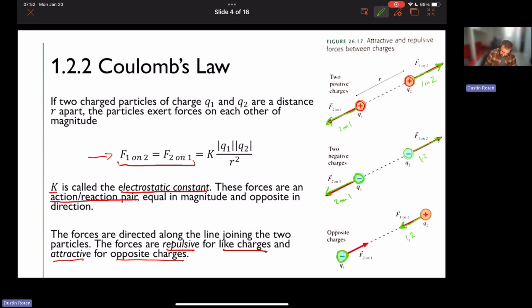And then same thing going the other way. Here you'll see we have this positive charge wanting to attract this negative charge here. So it's going to be the second positive charge working on the first negative charge.